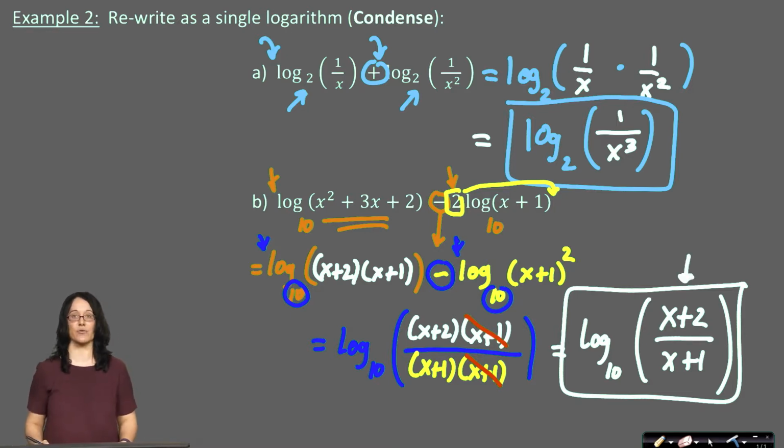I can only cancel through multiplication. If it was 2 times x over 1 times x, then sure, cancel away. But with addition and subtraction in between terms, I cannot cancel through that. Okay, so this would be my final answer, and now I could solve an equation involving logarithms like this.